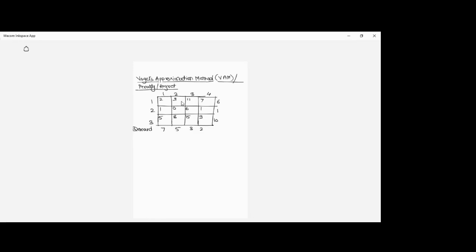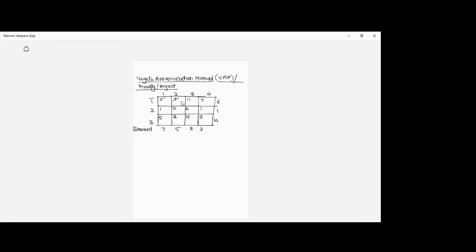Now what we are going to do here is find out the penalty for each row and each column. Hence it is also called the penalty method. So now how to find out the penalty? Let's consider a row, right? We are going to consider row 1. In row 1, the least value of the transportation cost that we have is 2, and the second least value that we have is 3.